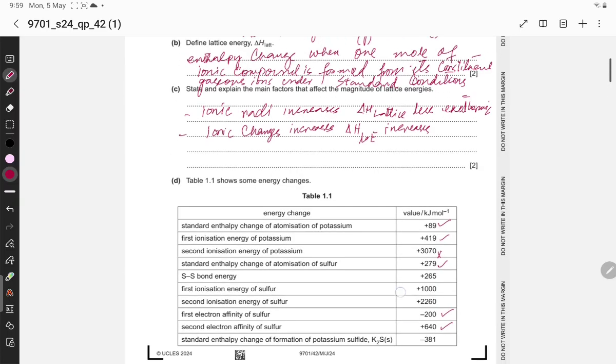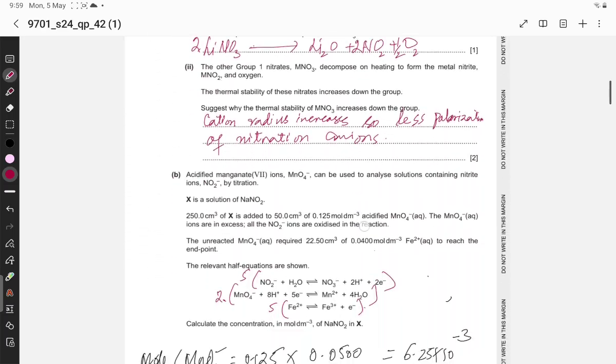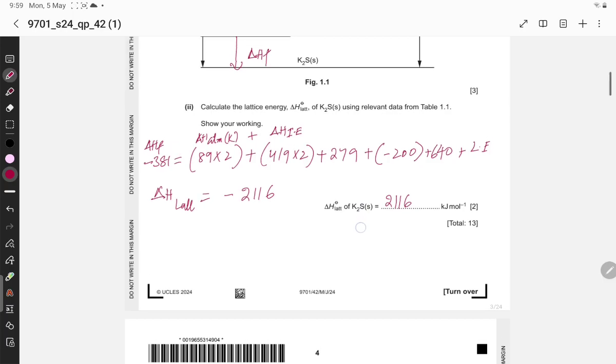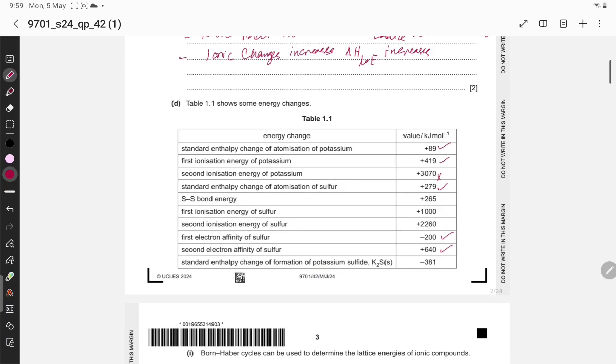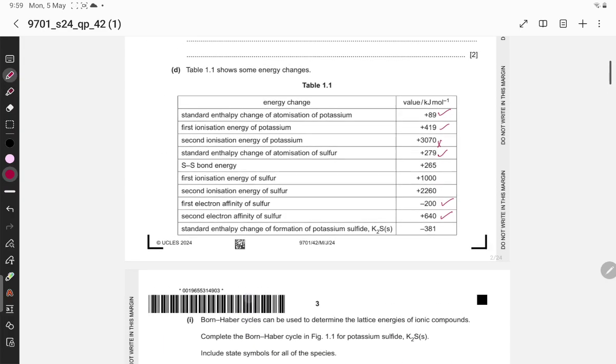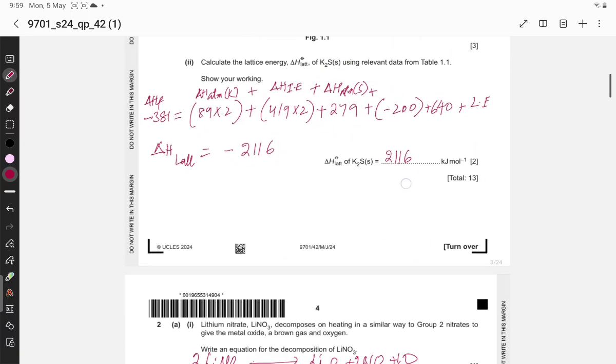plus first ionization energy of potassium, enthalpy change of atomization of sulfur, plus first electron affinity, second electron affinity, plus lattice energy. So by calculating this on calculator we get minus 2116 kilojoule per mole. So this is the lattice energy of potassium sulfide.